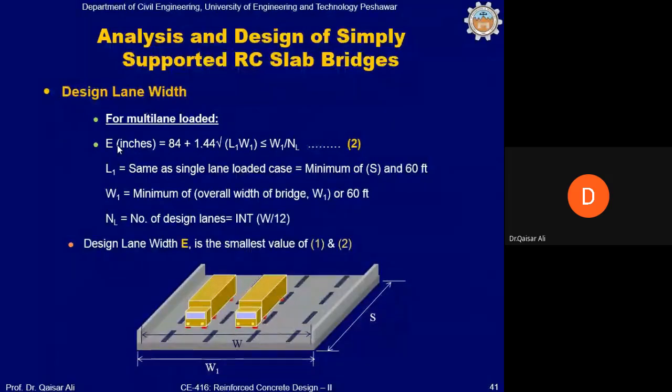For a multi-lane loaded case, E is taken as 84 plus 1.44 times the square root of L1 W1, and this whole must be less than or equal to W1 divided by NL. L1 is the same as single lane loaded, the minimum of S and 60 feet, but W1 is now modified for multi-lane loaded, which is different. It is the minimum of the overall width of the bridge or 60 feet. So if the width of the bridge is, let's say, 40 feet, then the minimum will be 40, unlike the previous case where it was 30. And NL is the number of design lanes.